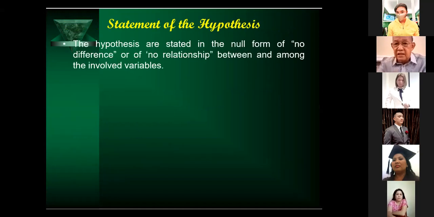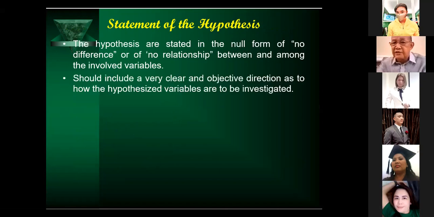Yun nga natin ang some other discussions. The hypotheses are stated usually in the null form or of no difference or no relationship between and among variables. Second, it should include a very clear and objective direction as to how the hypothesized variables are to be investigated. Pag pinag-uusapan natin ay null hypothesis, there are 3 stems that you can observe. First is you make use of the phrase no significant difference or no significant relationship exists between or among variables. That's one stem. Pag nakita ng panel yung no significant difference or no significant relationship, automatic null hypothesis yan.